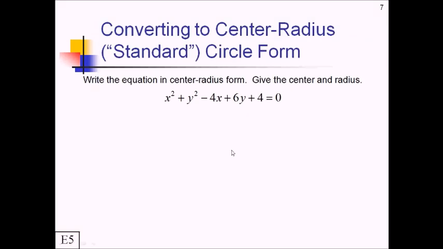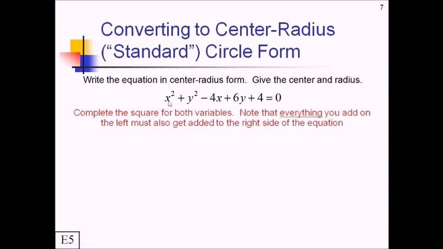For this last example, we'll go over how to write something in center radius form, or the standard form of a circle. This form that it's in right now is called general form, and it's not really all that helpful for much. So for center radius form, you essentially have to get it with some squared parentheses, which means you have to complete the square for both of the variables. And as you're doing this, just make sure that everything you add on the left side, you also add to the right side.